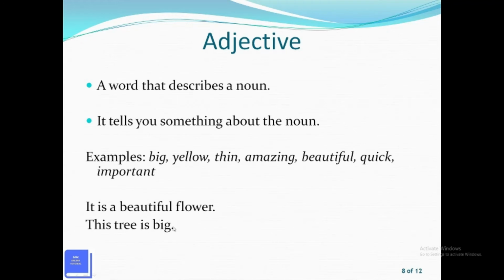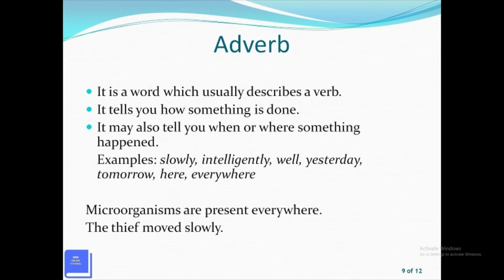Here big is the adjective. It refers to tree. Tree is a noun. It tells about the tree. How does the tree look like? The tree looks big. So I hope you understood the uses of adjectives. Let's move to the next part of speech.